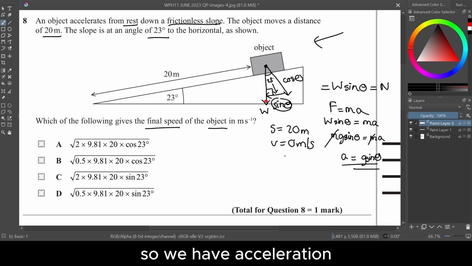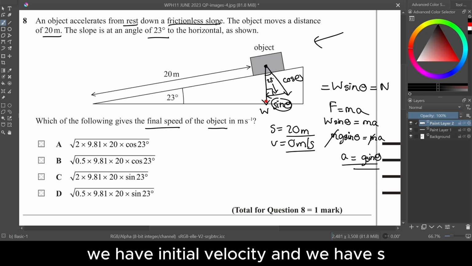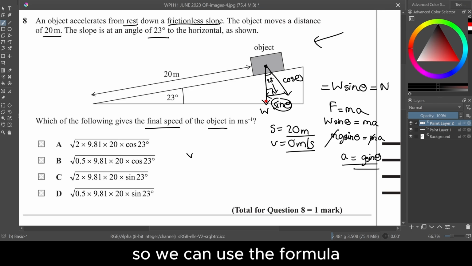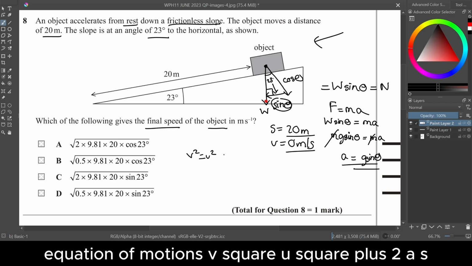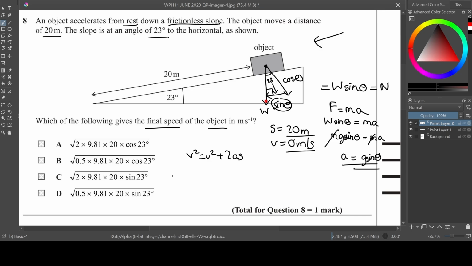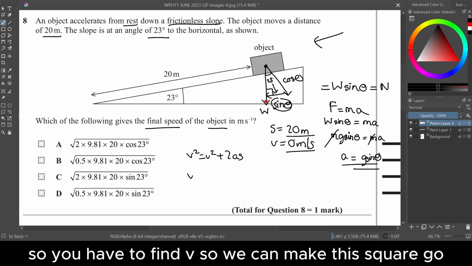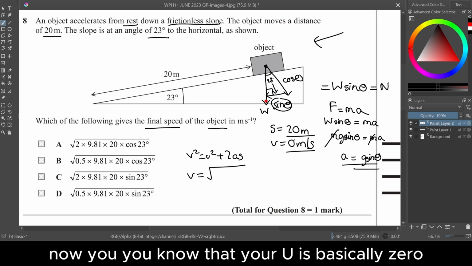Okay. So we have acceleration, we have initial velocity, and we have s. So we can use the equation of motion, v square is equal to u square plus 2as. So you have to find v. So we can make this square come over here as a square root. Now you know that your u is basically 0.